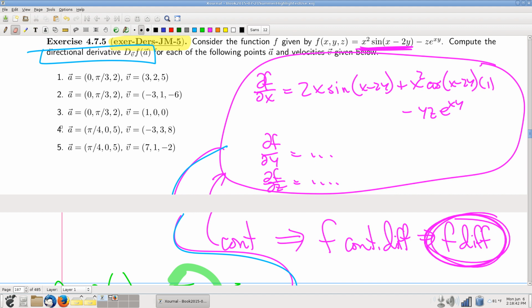I'll also quickly observe that a similar convenience happens with these first three parts because they're all at the same point. And so you compute the Jacobian matrix once, and then that one matrix gets multiplied by these three different vectors. So boom, boom, boom.